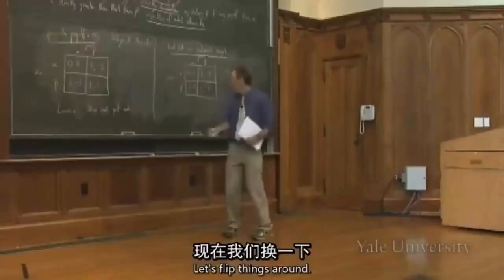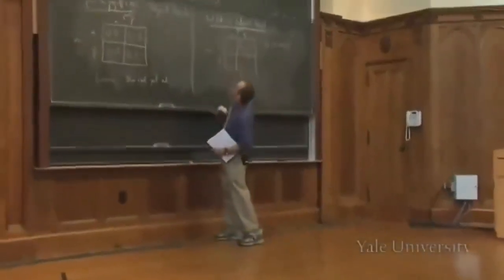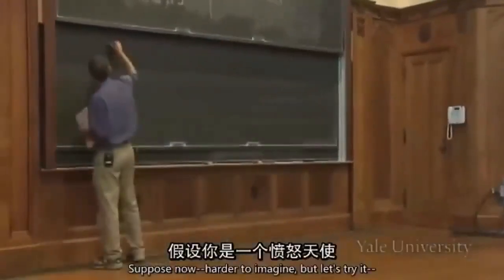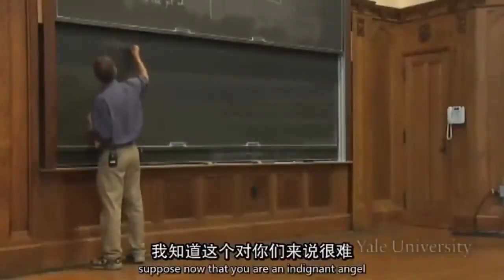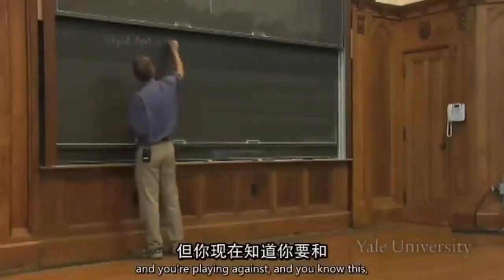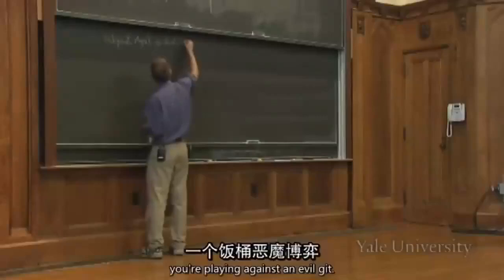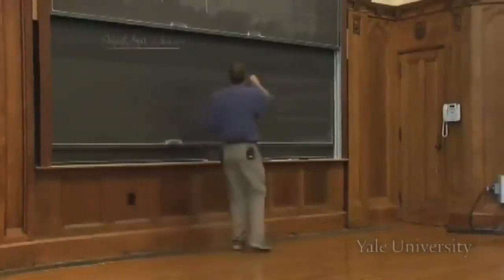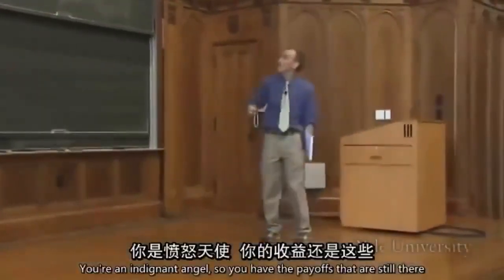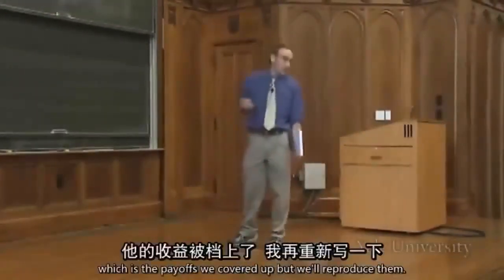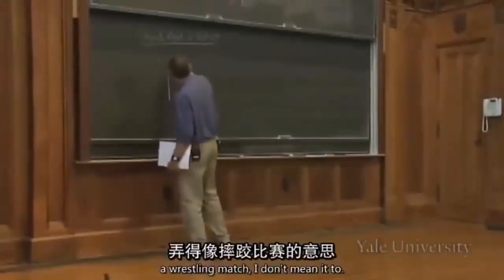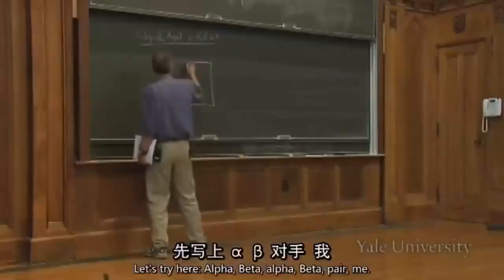All right. Let's flip things around. Suppose now, harder to imagine, but let's try it. Suppose now that you are an indignant angel, and you're playing against, and you know this, an evil git. You're an indignant angel, so you have the payoffs that are still there, and you're playing against an evil git, which is the payoffs we covered up, but we'll reproduce them. Let's produce that matrix. By the way, this is beginning to sound like a wrestling match. I don't mean it to.